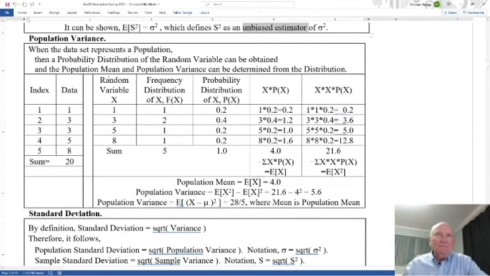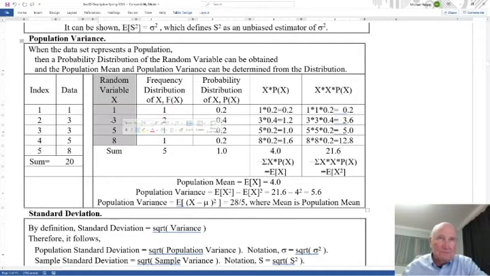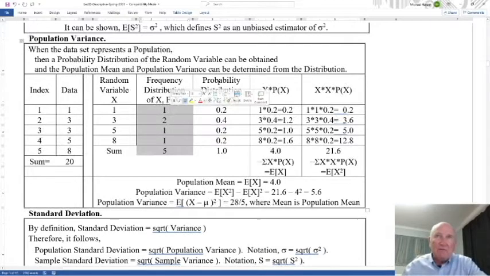Aha. When the data set represents a population, then the probability distribution of the random variable can be obtained, and the population mean and population variance can be determined from the distribution. Let's go back and say here's our data, 1, 3, 5, and 8. Let's define a random variable x: 1, 3, 5, and 8. Each one of these has a frequency distribution. Divide through by the total, we have a probability distribution.